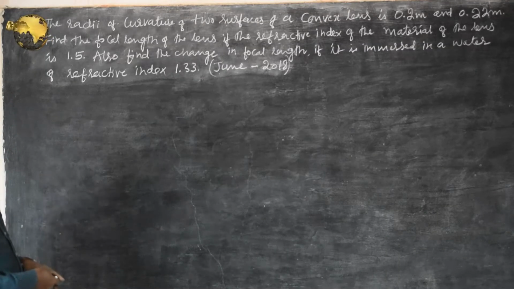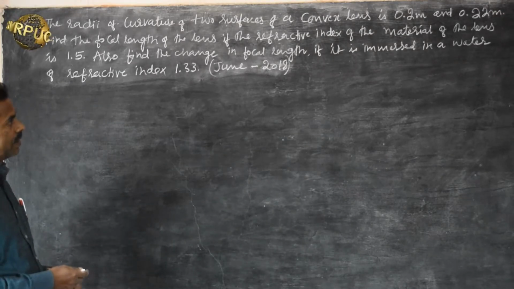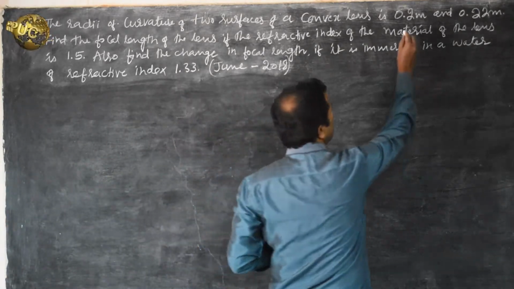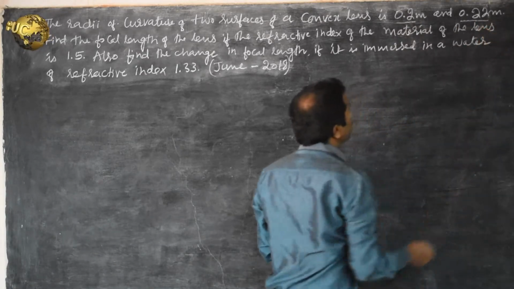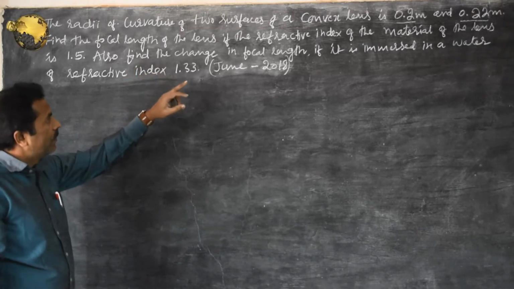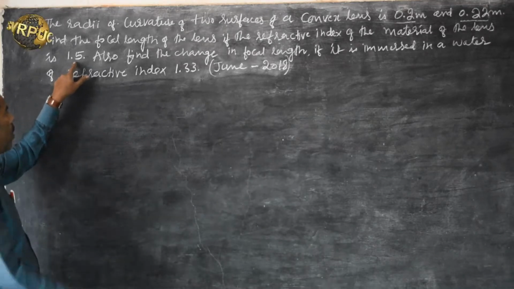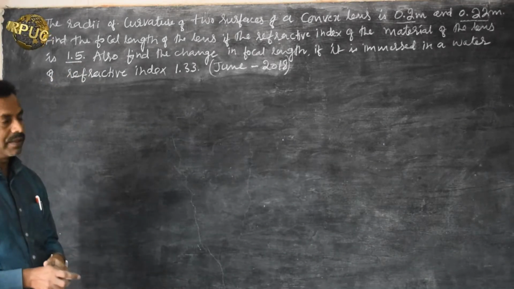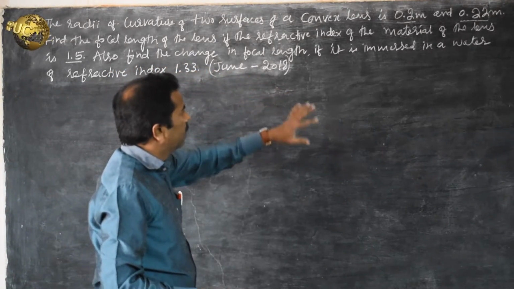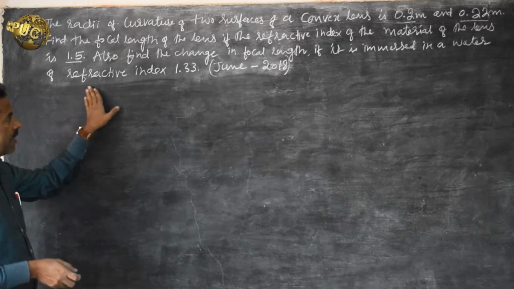The given numerical is: the radii of curvature of a convex lens are 0.2 meter and 0.22 meter. Find the focal length of the lens if the refractive index of the material of the lens is 1.5. The refractive index of the material of the lens is given. Also find the change in focal length if it is immersed in water of refractive index 1.3.